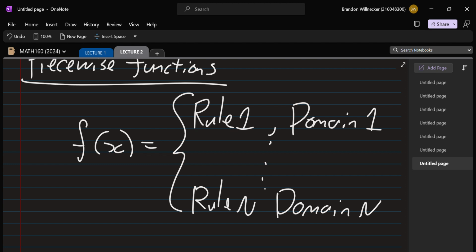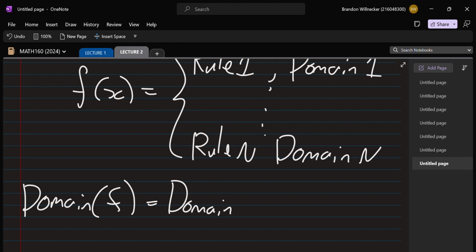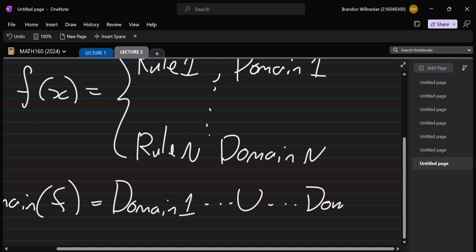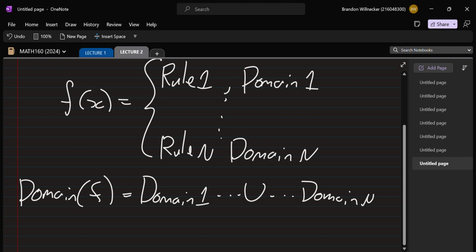So if we look at all the pieces individually, we get the subdomains. If we want the domain of f, that's the domain with everything included. Well, what is everything included? That's the union. Domain of f: domain 1, union, all the way up to domain n. We union them, okay? We can union them, it's perfectly fine. None of them overlap. None of them intersect with each other. So unioning them is perfectly fine to do.